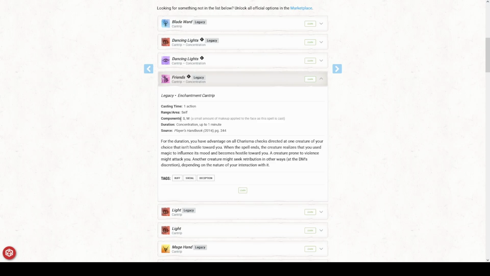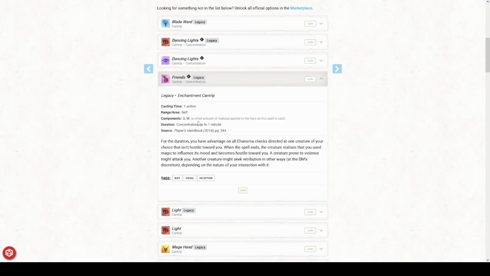This is a fun one. A small amount of makeup applied to the face as this spell is cast. So like you slap on some lead-based paint on your face. It's great. Duration. Some spells just have a duration. This spell requires you to focus on it. It's a concentration spell. You cannot focus on 2 concentration spells at once.